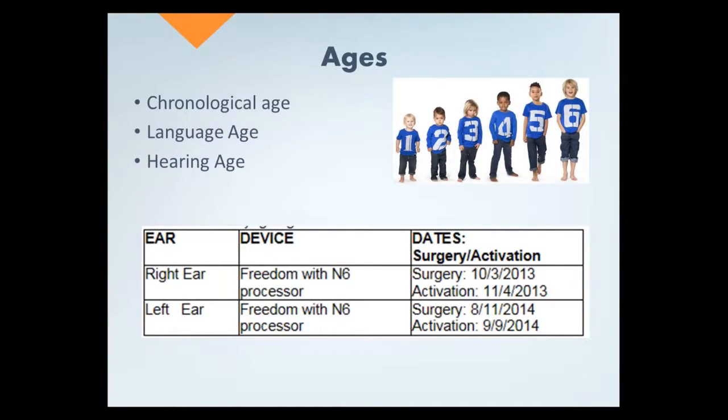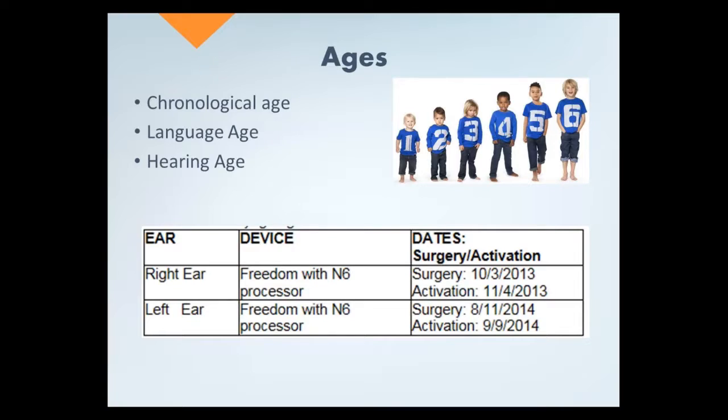We also have different ages that we discuss and show. We have the child's chronological age, which tells us how old your child is. Then we have the language age, which provides us with an approximation of age given the child's performance on a test. Another way this term is said is language age equivalent, which we also list on our reports. And then there's also the hearing age to consider.